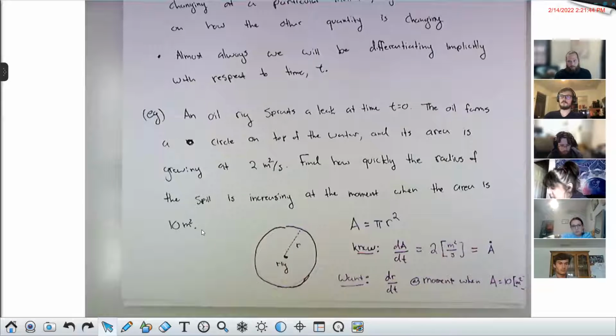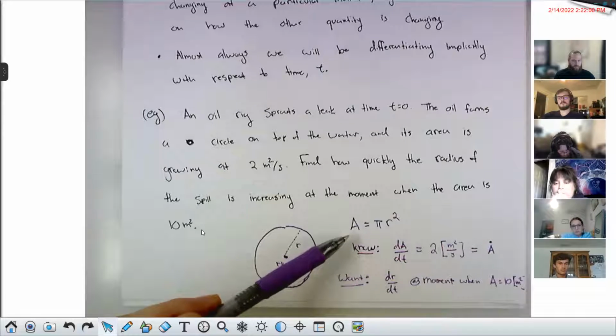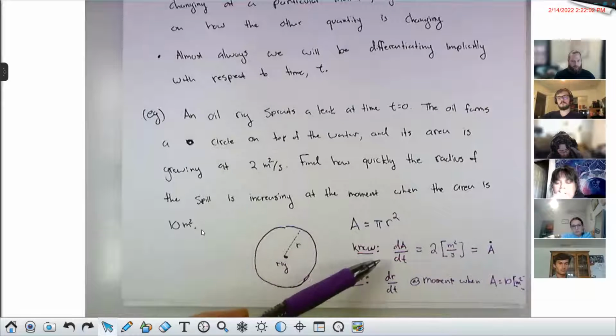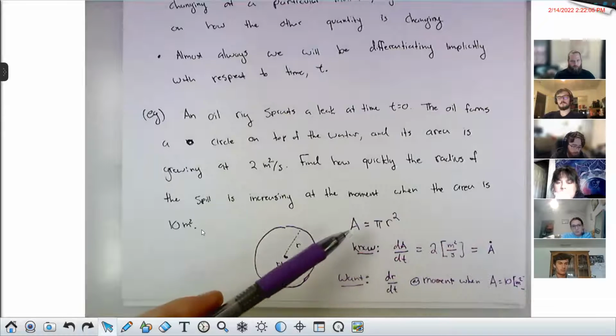So we read the problem, try to understand what's going on a little bit, draw a picture, assign some variables, and then list out the things we know in terms of derivatives and the things we want in terms of derivatives. You can probably guess what the next step is. We're going to differentiate through this expression, which will make these sort of things show up. We're going to differentiate through this expression implicitly with respect to the variable t.